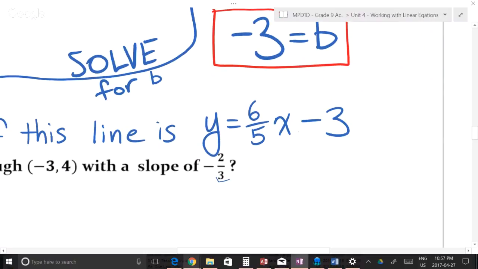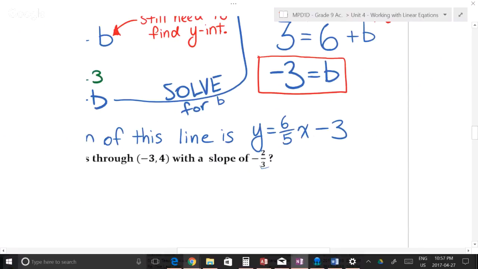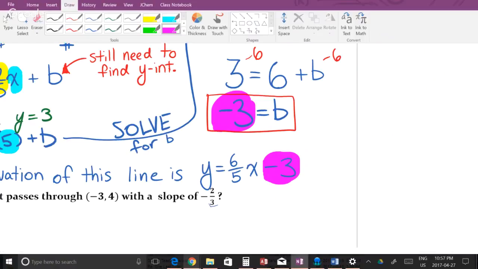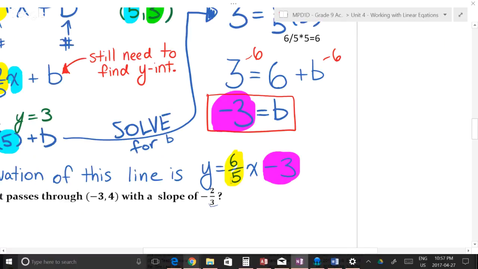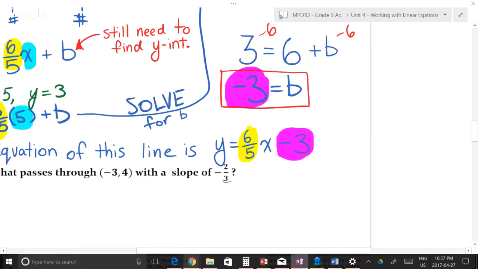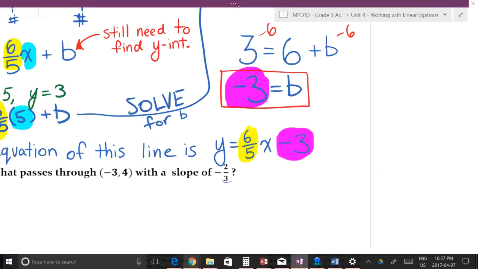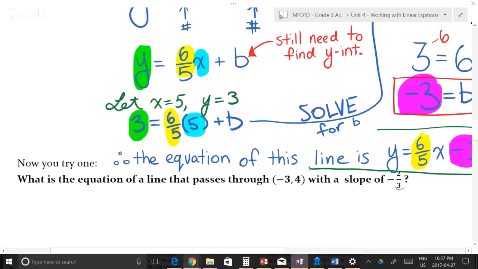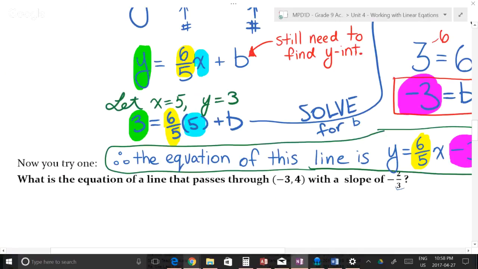I'm going to do a little bit of highlighting here, too, just to remind you where these numbers come from. Negative 3, well, we solved for that. That was the b value. And the slope, 6 over 5, well, that came from the original question. So y equals 6 over 5x minus 3. And that's the final answer to that question. I'm putting a box around it because I'm proud of myself.